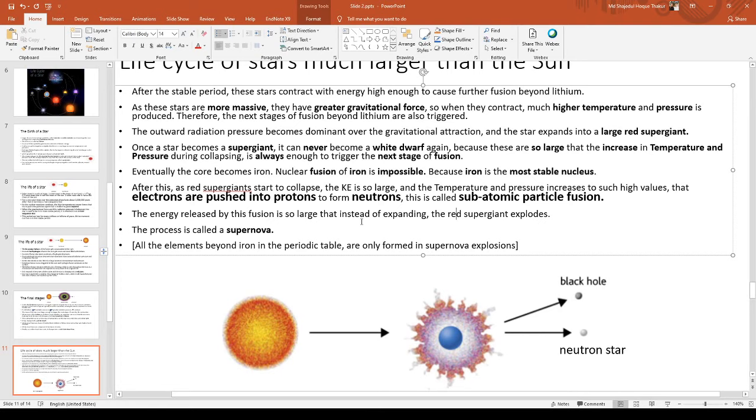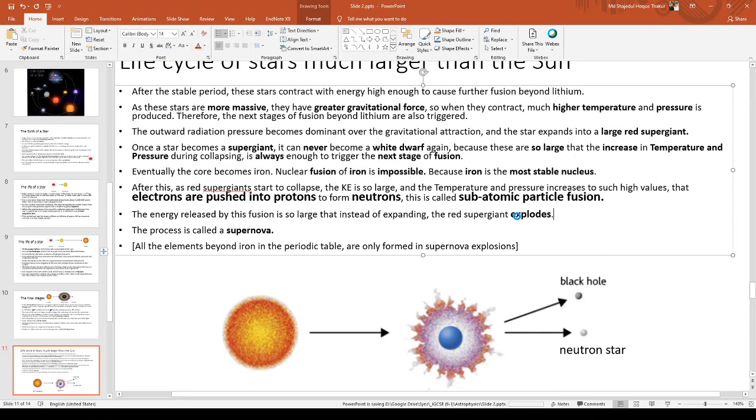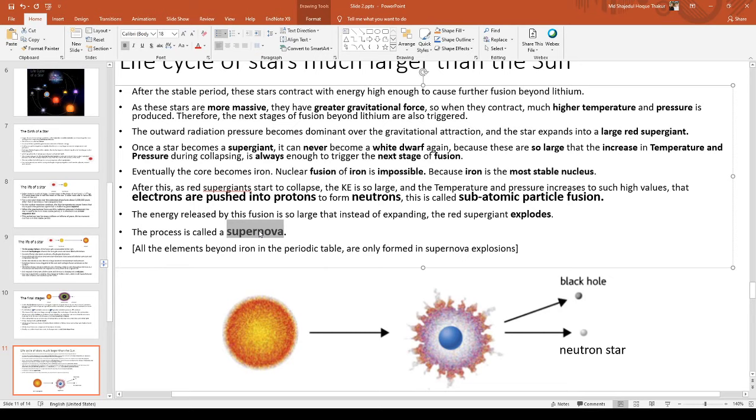This subatomic particle fusion produces a huge amount of energy, and the energy released is so large that the red supergiant no longer expands, it explodes. And this is a real huge explosion. The red supergiant explodes, and this process is called a supernova. This huge explosion due to subatomic particle fusion is called a supernova.